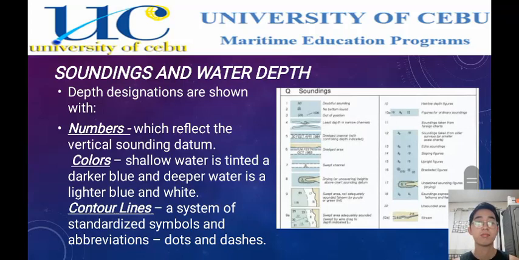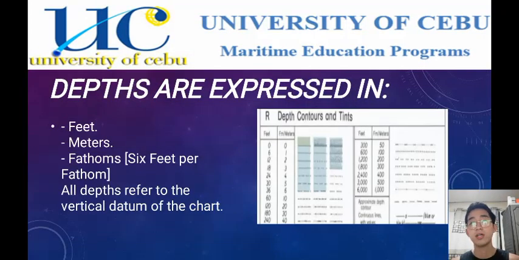Soundings and water depth. Depth designations are shown with numbers which reflect the vertical sounding datum. Colors. Shallow water is tinted a darker blue and deeper water is lighter blue and white. Contour lines, a system of standardized symbols and abbreviations, dots and dashes, and illustration shown on the side. Depths are expressed in feet, meters, fathoms, which is 6 feet per fathom. All depths refer to the vertical datum of the chart, and the illustration shown on the side.